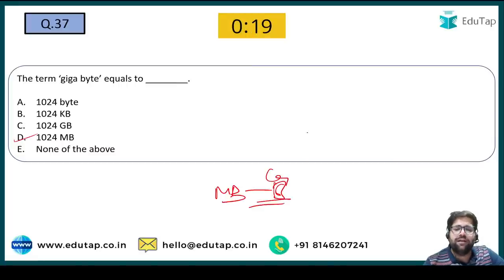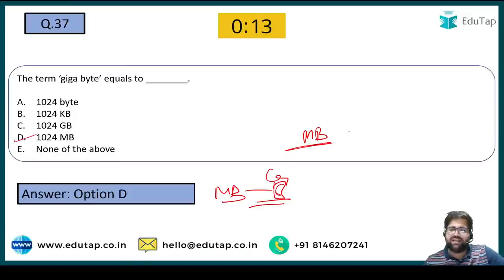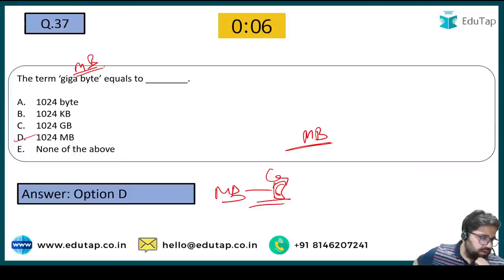And can I ask you the term? Let me take this particular question in the next slide. If I write the term MB equals to, what will be your answer then? The same set of options as well. If I write the term MB, megabyte, what will be your answer? Yes, 1024 KB. Then your answer will change to option B. Good.